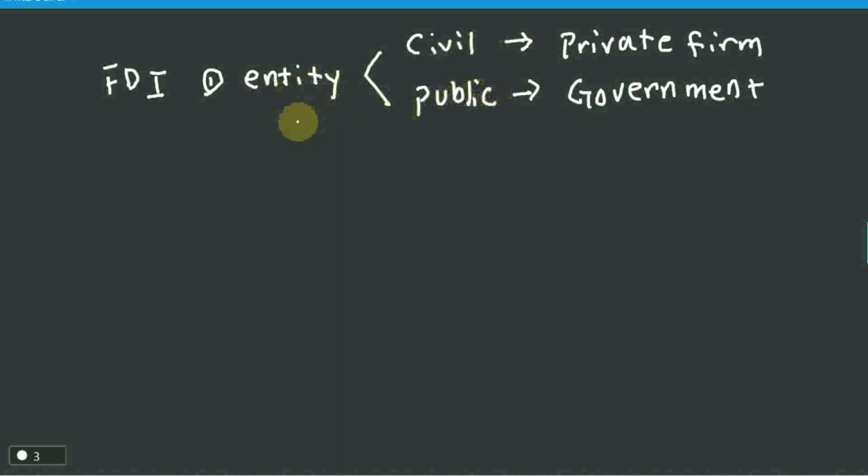The entity means who invests. Okay. Number two classification is according to investment duration. How long?